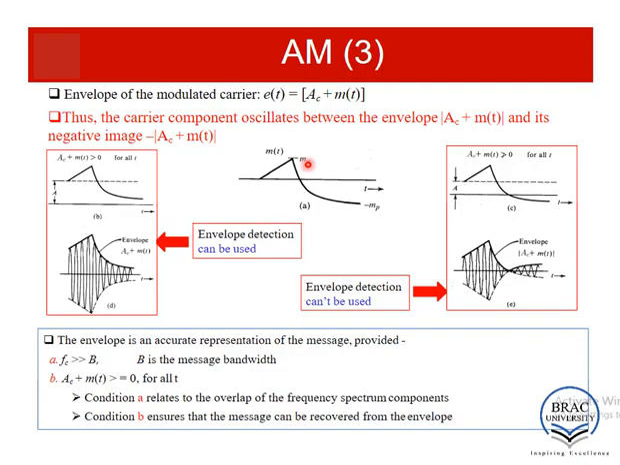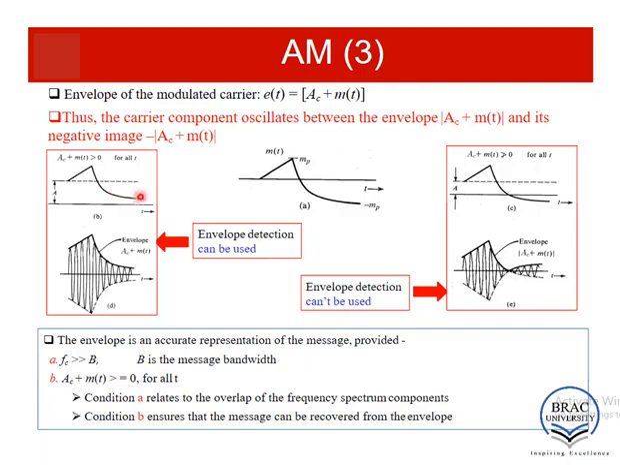message. That means the zero voltage line will now be shifted upwards by 10 volts. And this point in the message signal, which is 5 volts, will now be 5 plus 10 equal to 15 volts. And this point in the message, which was minus 5 volts, will now be minus 5 plus 10 equal to 5 volts. This Ac plus m(t) signal is known as the envelope e(t).